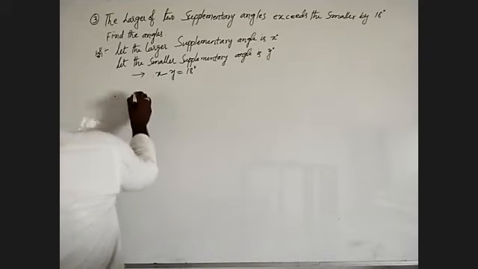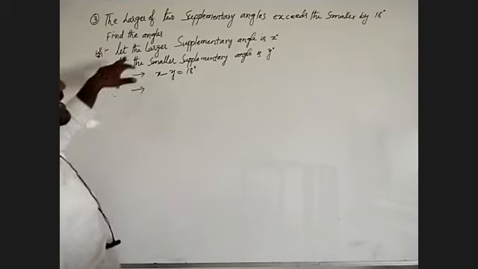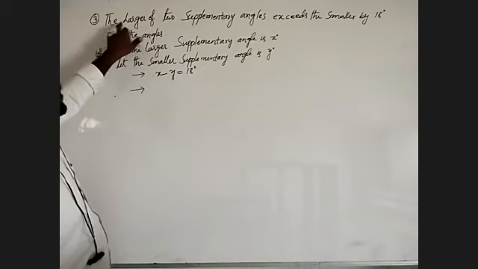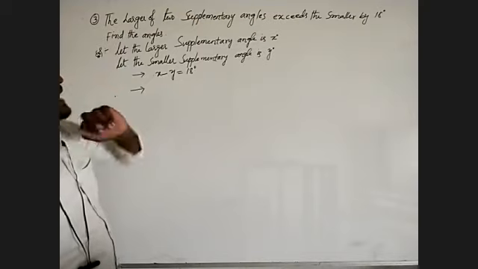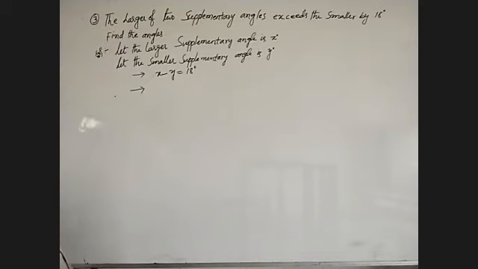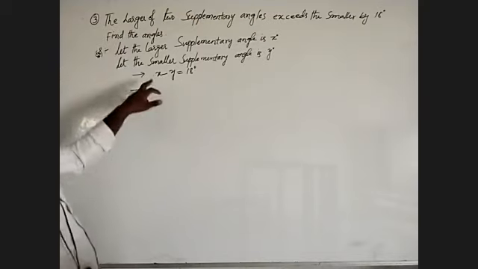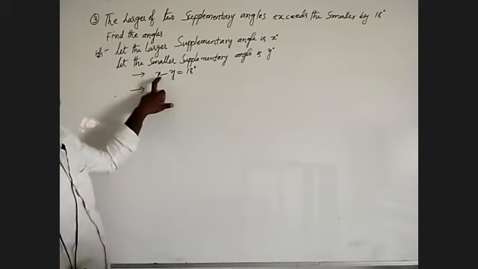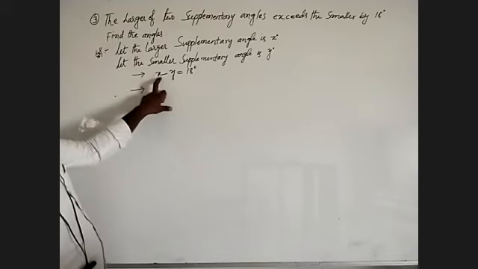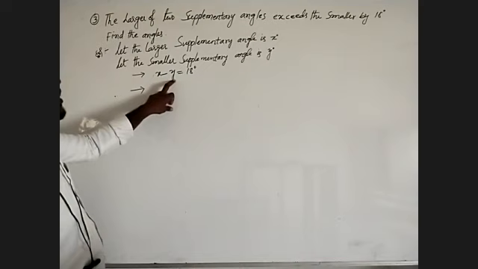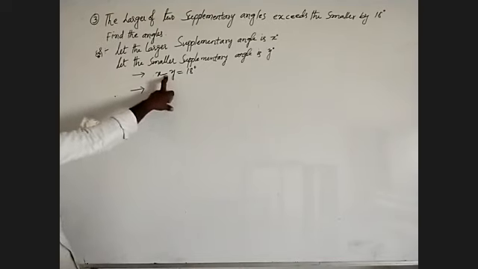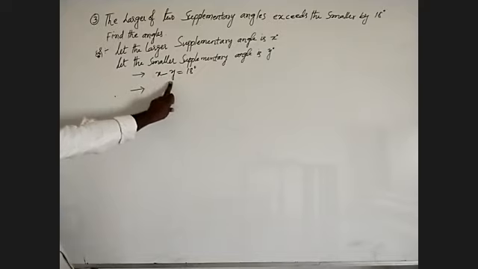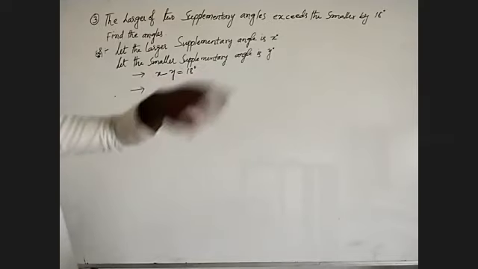Once again I will explain this one. The larger of two supplementary angles exceeds the smaller by 18 degrees. Larger means we have to take x, and the smaller supplementary angle we take y. Exceeds means we use the minus symbol, so x minus y will become 18 degrees.